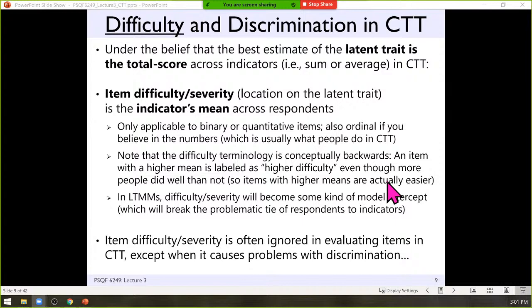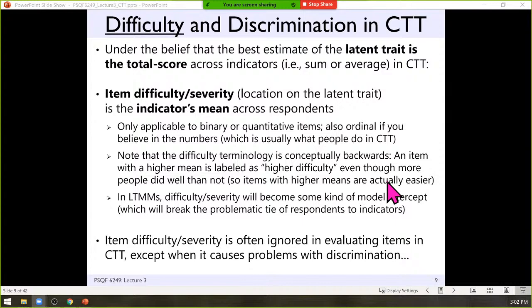Now, there's only one problem with this. In terms of the labeling, it's backwards. It is backwards. So if I have an item that 90% of my class got right, that item is of high difficulty, but it's actually easy. It's backwards. Eventually, we will get to a model where there's a minus sign in it that fixes this. But for now, it's backwards. So conceptually, flip it around in your head, but you can still think of it as a location.